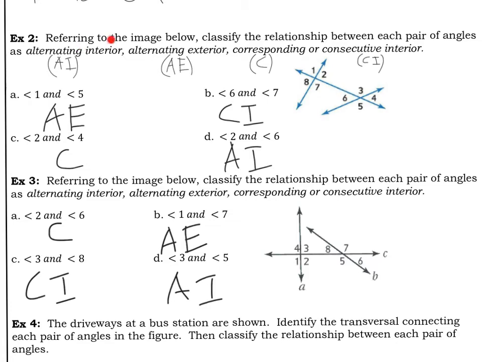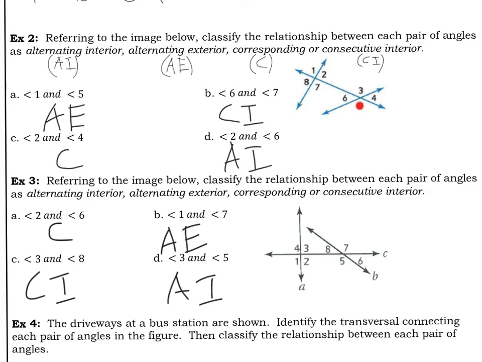Alright, example 2, we're going to refer to the image below and classify the relationship between the pair of angles as alternate interior, alternate exterior, corresponding, and consecutive interior, and then I abbreviated them as such. So angles 1 and 5, this is on the outside. So, well, let's first go over what's inside and outside. This is interior, 2, 7, 3, and 6. This is like the mouth of the angle, or the middle in between the two lines. And then 1 and 8, 4 and 5 would be exterior, okay?